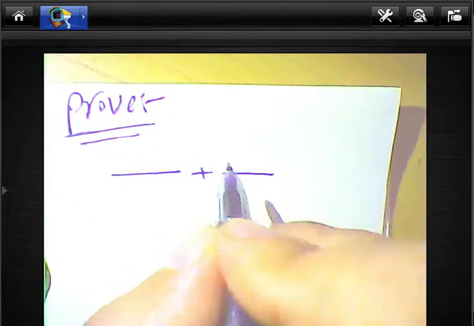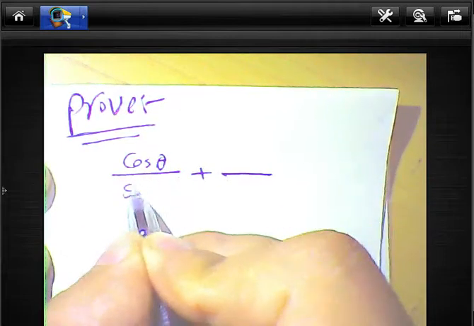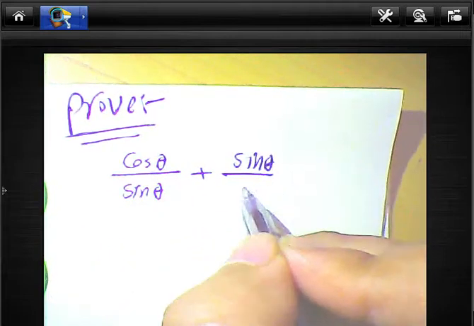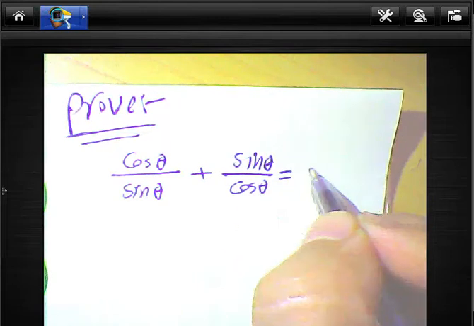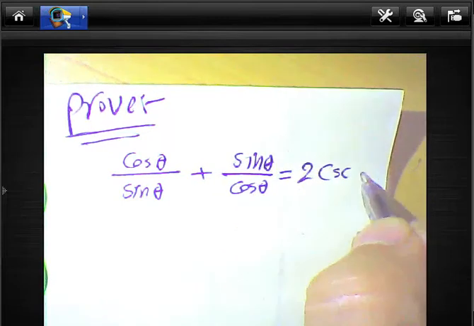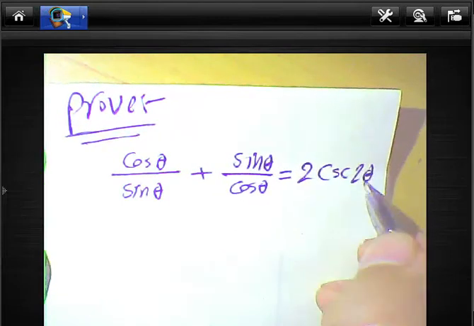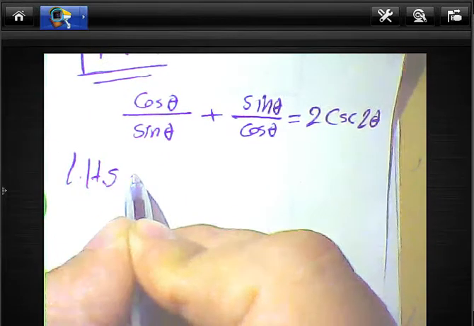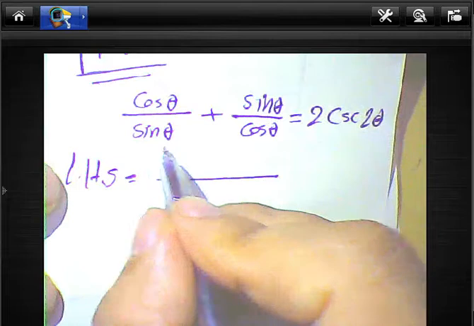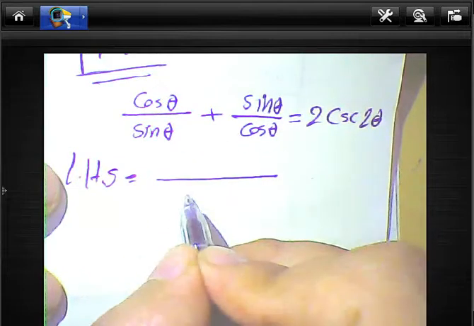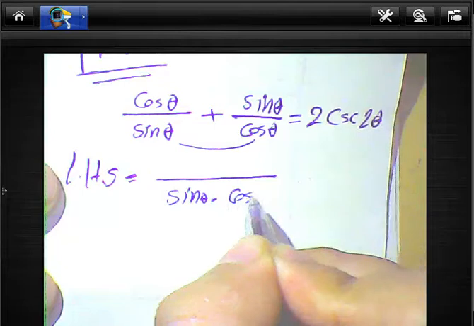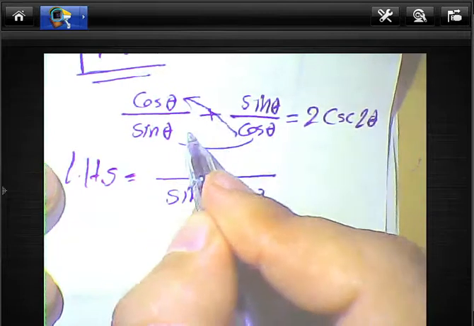Prove that cosine theta over sine theta plus sine theta over cosine theta equals cosec 2 theta times 2. We want to prove that. First, we write the left hand side. We write sine theta multiplied by cosine theta in the denominator, and cross multiply to find the result.